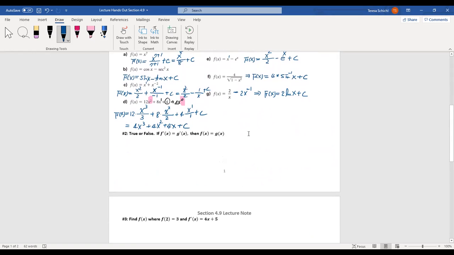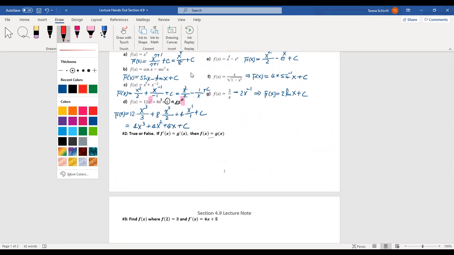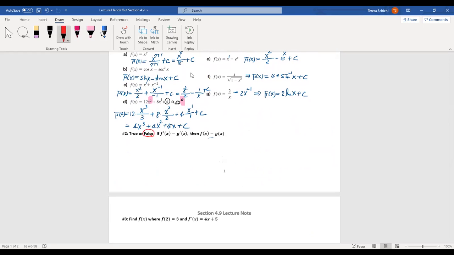Okay, so now let's say problem number 2, true or false. If the derivatives are equal, then we say f of x and g of x, the antiderivatives, are equal to each other. So is this true or false? This is false, right? Because we know the general antiderivative of this one will be f of x plus c1, and this one will be g of x plus c2, right?